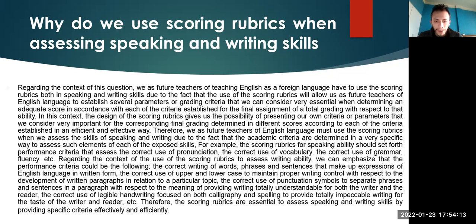performance criteria could be the following: the correct writing of words, phrases, and sentences that make up expressions of English language in written form; the correct use of upper and lower case to maintain proper writing control with respect to the development of written paragraphs in relation to a particular topic; the correct use of punctuation symbols to separate phrases and sentences in a paragraph so that the writing is totally understandable for both the writer and the reader; the correct use of legible handwriting focused on both calligraphy and spelling to provide totally impeccable writing, etc. Therefore, the scoring rubrics are essential to assess speaking and writing skills by providing specific criteria effectively and efficiently.